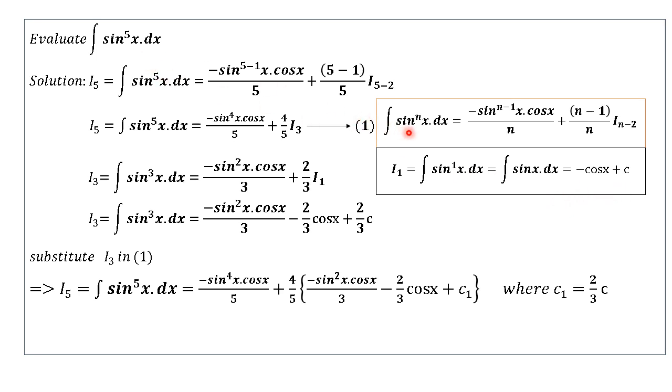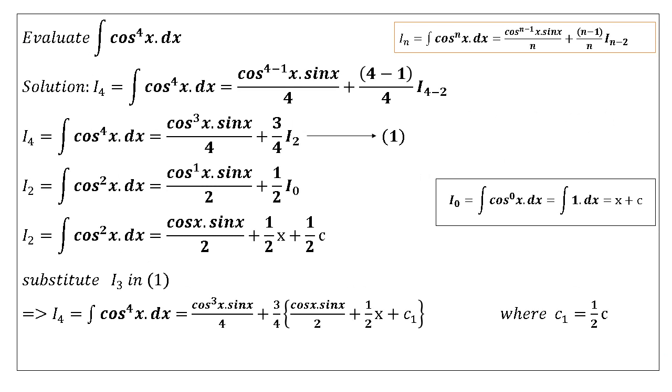If n is an odd number, I will repeat, if n is an odd number, it ends up with I1. This is the value of I1. If n is an even number, it ends up with I0. I0 means integration of 1 into dx, and integration of 1 is x plus c. Okay, this is the reduction formula. Sorry, this is the value of integration of sine to the power 5x into dx.